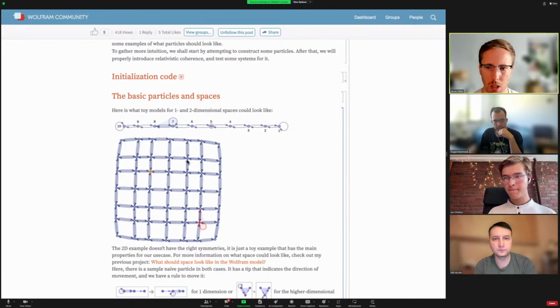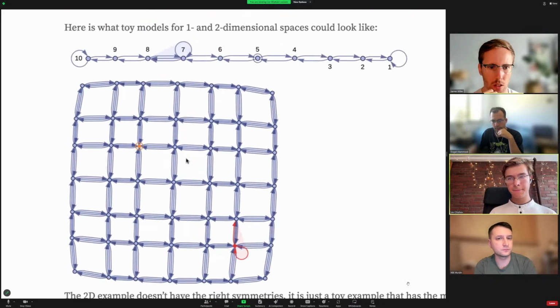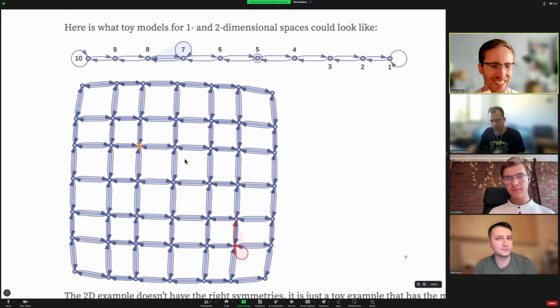Sorry, Lev, can you do one thing? Are you able to zoom in a couple notches? Yes. Oh, that's a lot. Okay. Great. Looks good.